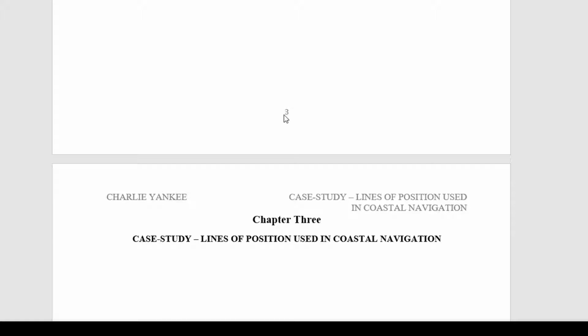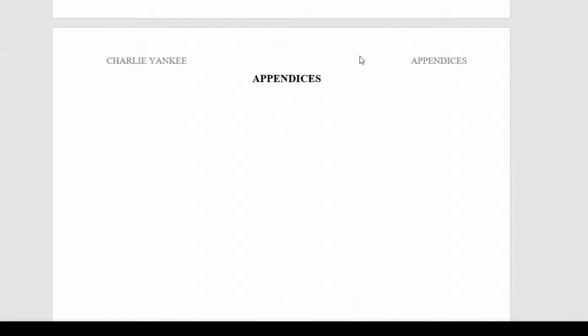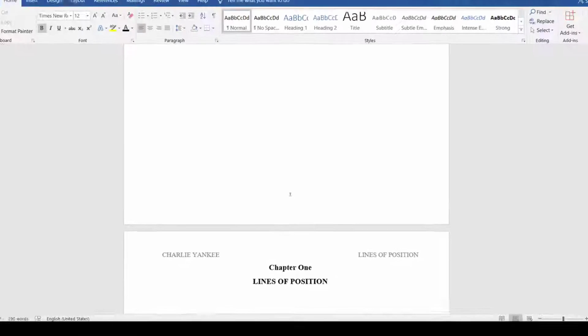So now we have 1, 2, 3, 4, 5, 6, 7. So as we are typing in our write-up, the page numbers will be increasing orderly, and this makes it very easy for you to continue your project. That's all for the page numbering.